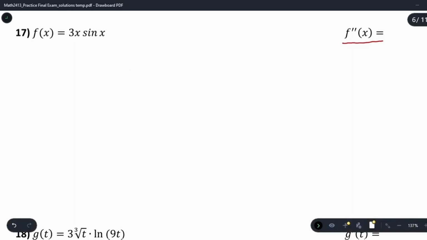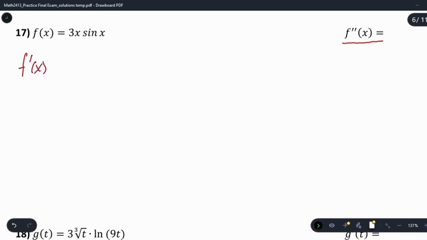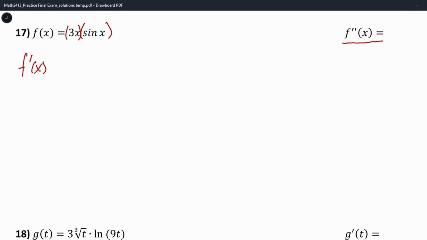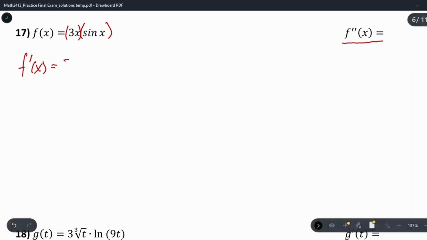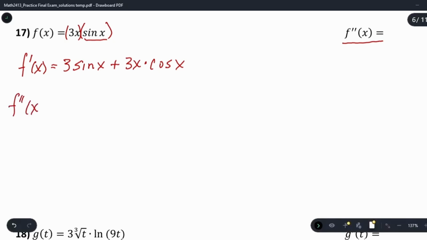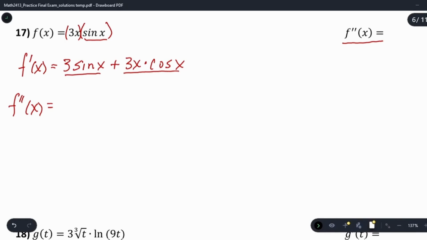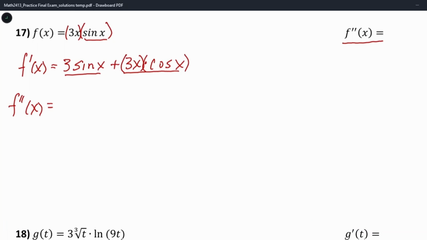Next, number 17, we need the second derivative. So to take the first derivative, notice that we have two functions in terms of x multiplied. We're going to have to use the product rule. The derivative of the first times the second plus the first times the derivative of the second. And that was pretty straightforward, but remember we need the second derivative, and so then we get to repeat the process. However, now we have two terms, and the second term is going to require the product rule again.